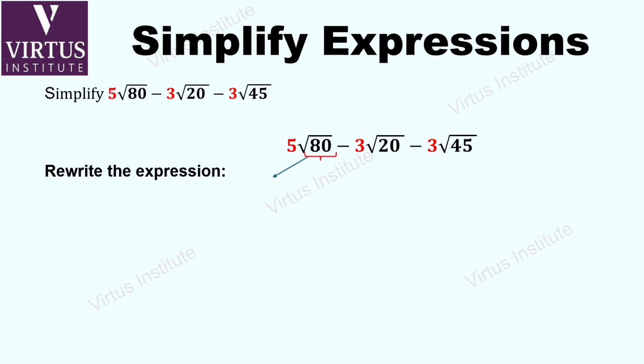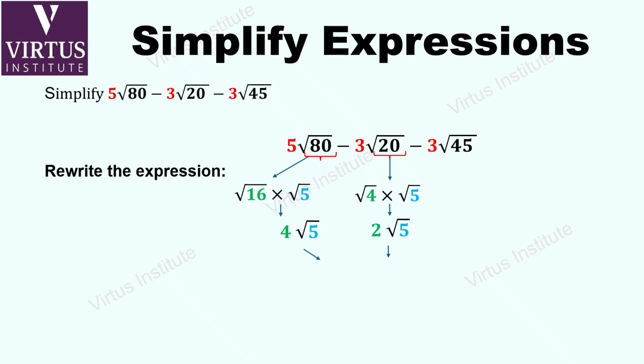square root 80. Since root 80 splits into root 16 times root 5 and 16 is a square number, the square root of 80 simplifies to 4 root 5. Next, consider the square root of 20. Since root 20 splits into root 4 times root 5 and 4 is a square number, the square root of 20 simplifies to 2 root 5.